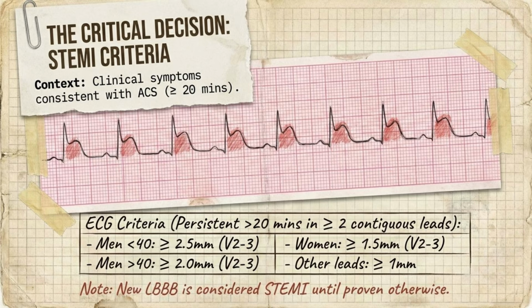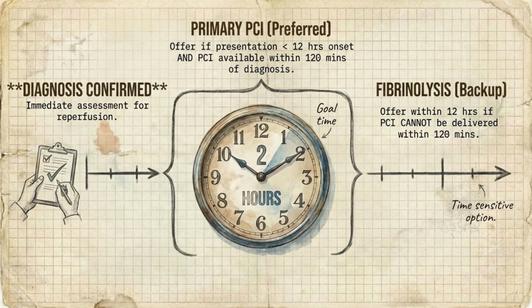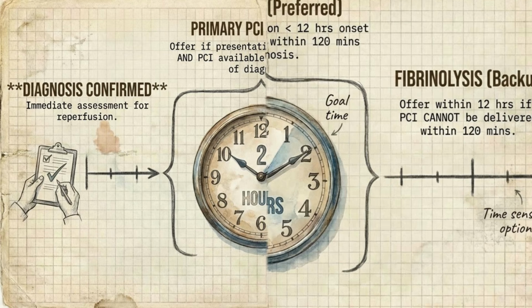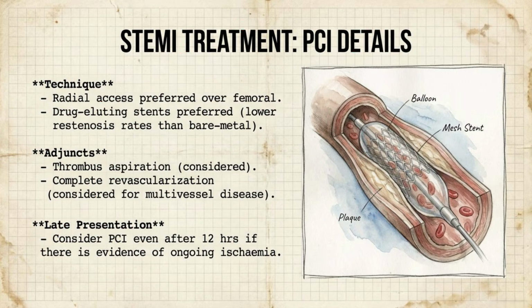So we've called it. It's a STEMI. Time is muscle. The clock is ticking. What's the goal? Reperfusion. We have to open that blocked artery. And we have 2 ways to do it. Mechanically, with PCI, balloons and stents, or chemically, with fibrinolysis, clot-busting drugs. And PCI is the best option. It's the gold standard, yeah. Better outcomes, less risk. But you can only do it if you have a cath lab.